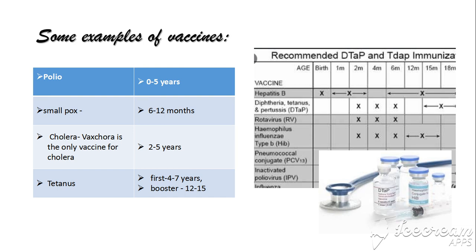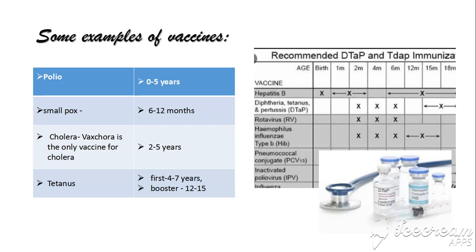Back to science again. Earlier, we had spoken about vaccines and antibiotics. Now, we will see some examples of vaccines. Some of them are polio, which is given right from birth to infants, even smallpox. The thing about smallpox is nowadays this vaccine is no longer manufactured. That's because we have eradicated smallpox from our country.